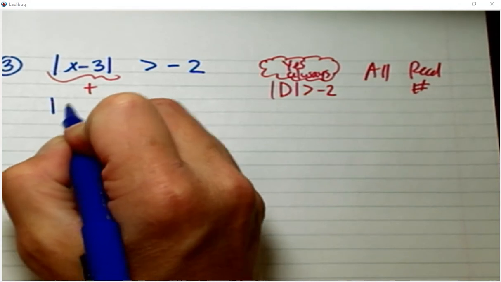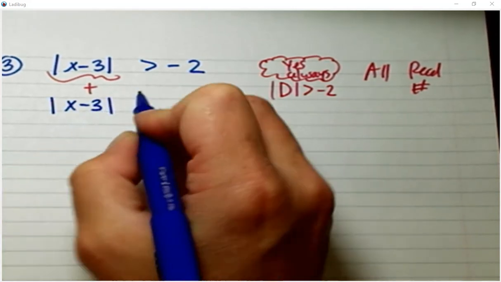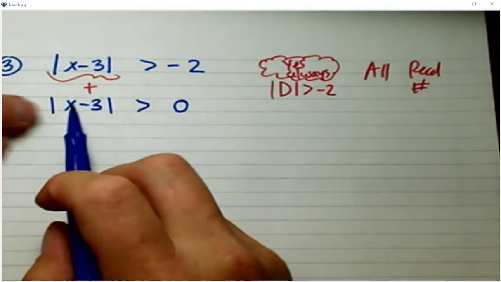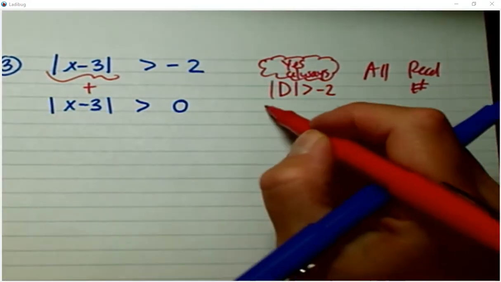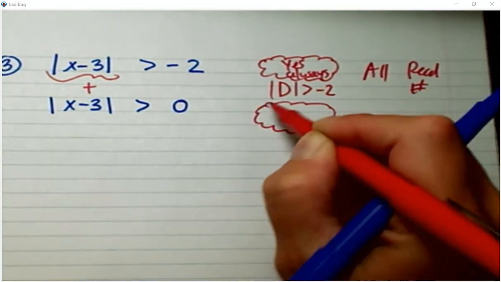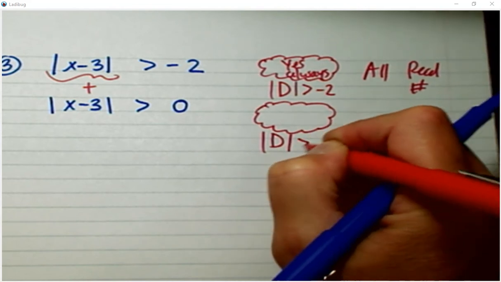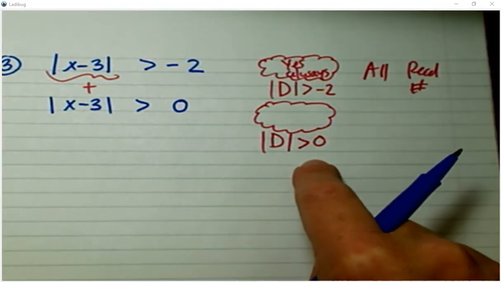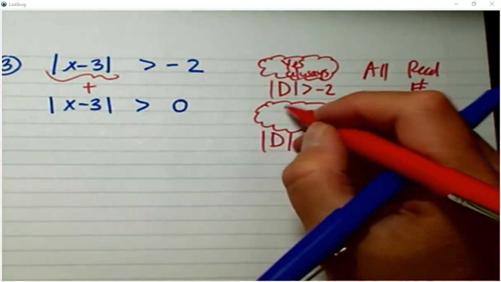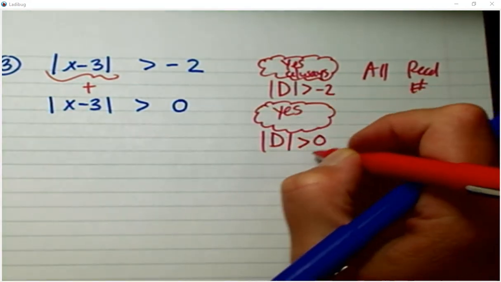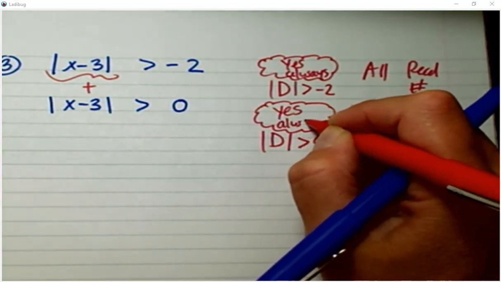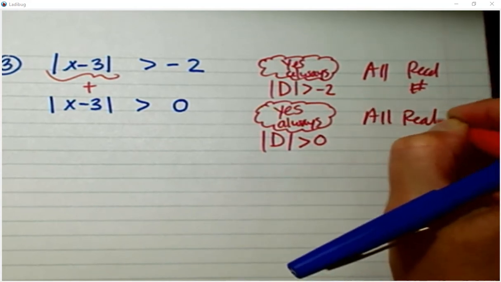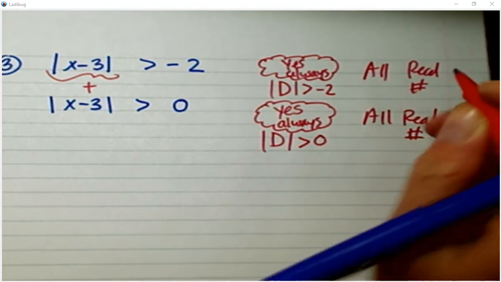Okay, so let's try this one. Okay, can distance be more than, is distance going to be more than 0? Yes, always. So this is an example that has all real numbers.